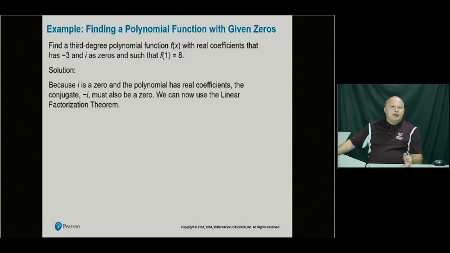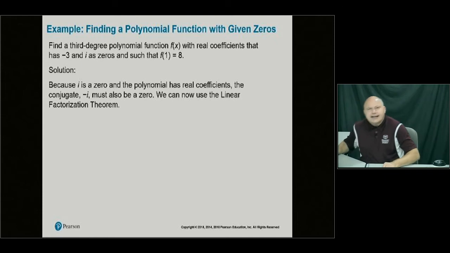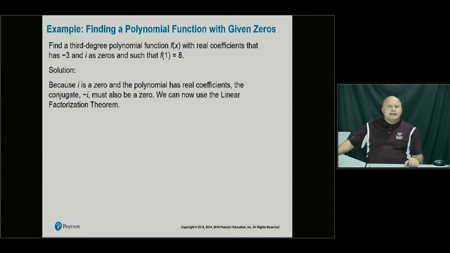Example. Finding a polynomial function with the given zeros. Here we get to use that complete factorization theorem. Find a third degree polynomial function with real coefficients that has negative 3 and i as zeros, and such that f of 1 equals, I believe that's a 6, nope, it's an 8. So f of 1 equals 8. Solution: because i is a zero and the polynomial has real coefficients, because they tell me that, the conjugate, negative i, is also a zero.